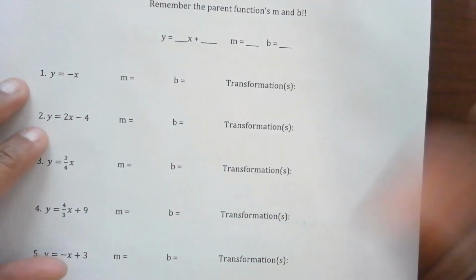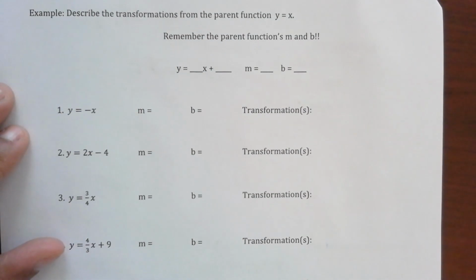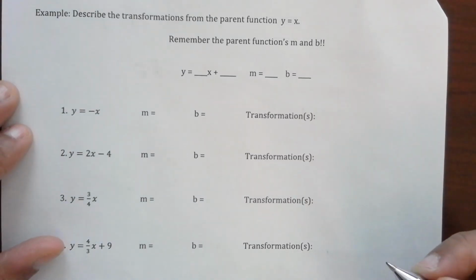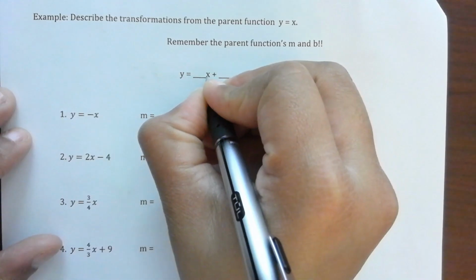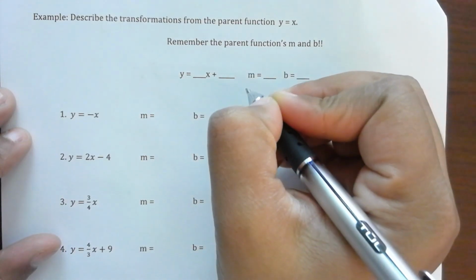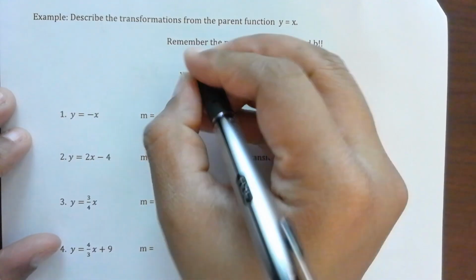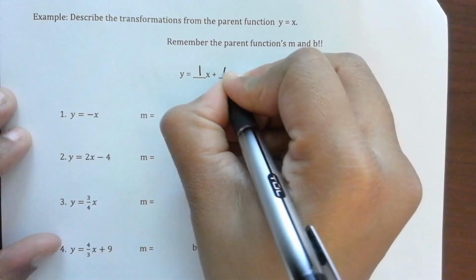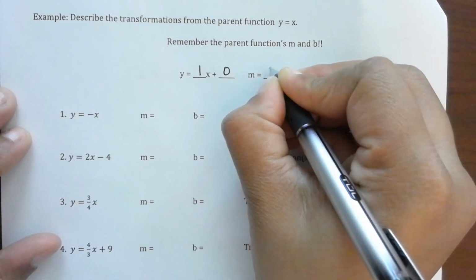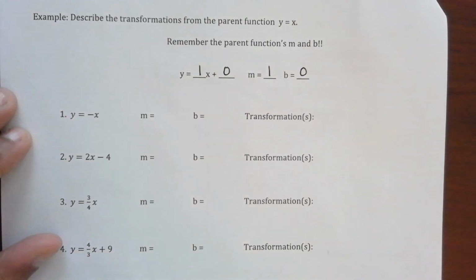So let's look at some examples here. The directions say describe the transformations from the parent function y of x. Remember, the parent function is m and b. So what goes in front of x for the parent function? 1. And what goes back here? 0. So what is my M? 1. And what's my B? 0. Any questions there?